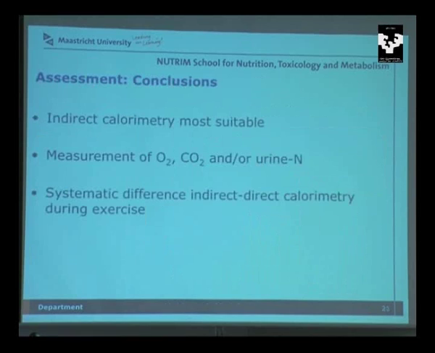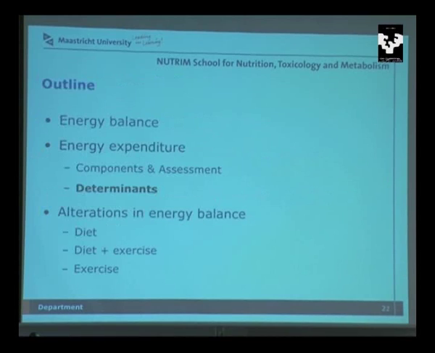Okay, so that means if you want to measure energy expenditure, we prefer, these days, the indirect method. You have to measure oxygen, CO2, and nitrogen, but usually you can just do these 2, oxygen and CO2. And during exercise, there will be a difference between the direct and the indirect technique. Okay, so those were the components and how to measure them. And we can say a little bit about the determinants now of human energy expenditure.